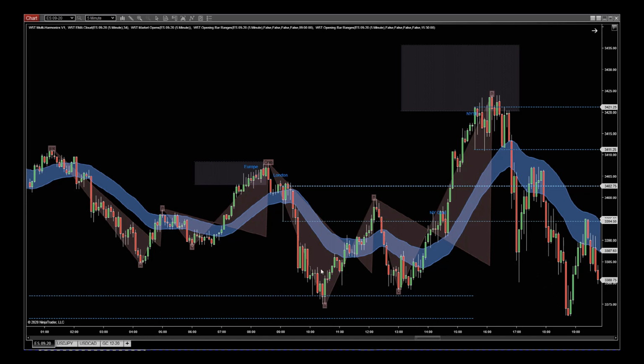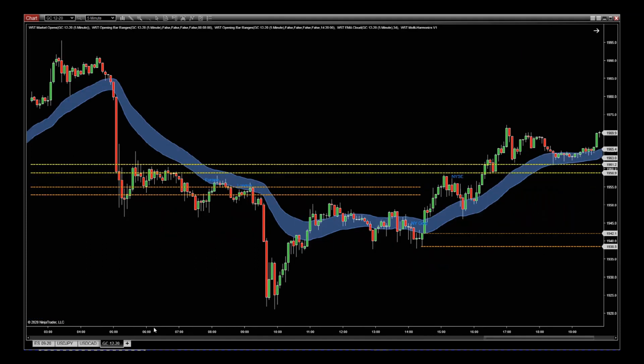So we have the automated harmonic pattern indicator, we have the EMA cloud, which is totally adjustable, and the openings for the markets. That's the stock markets for New York and London, and then we have the openings for gold.